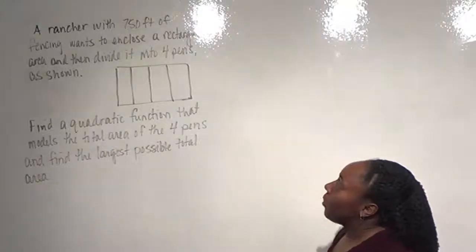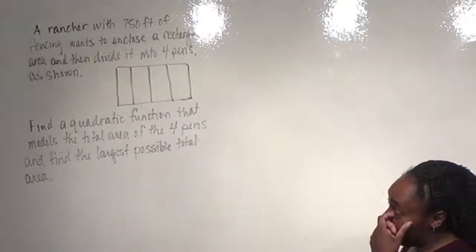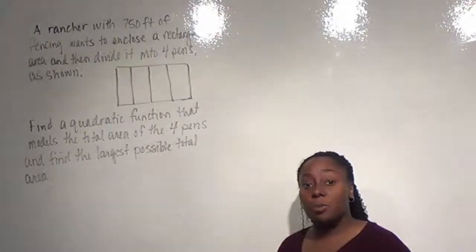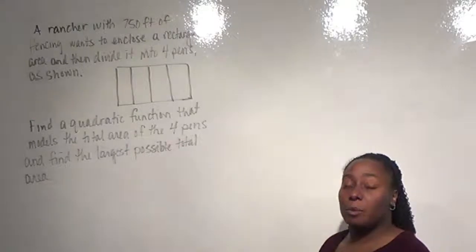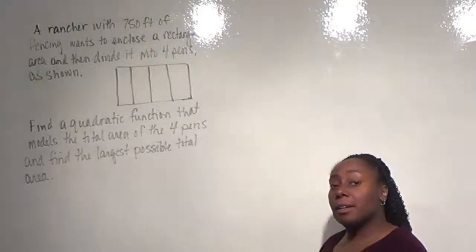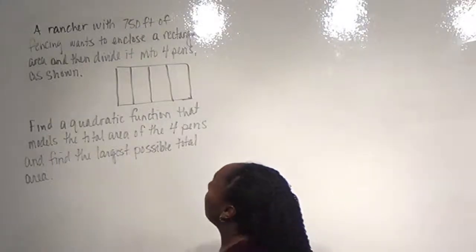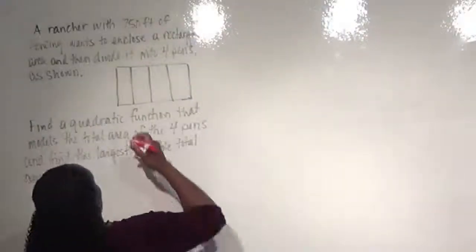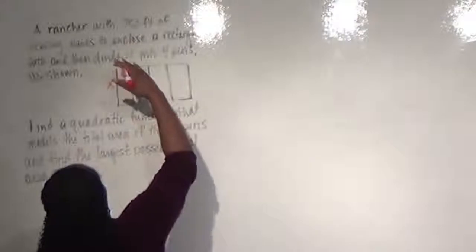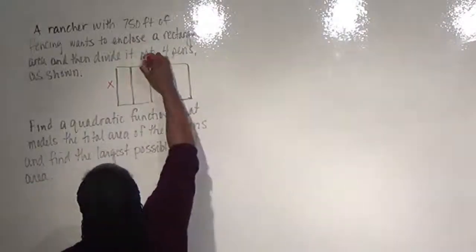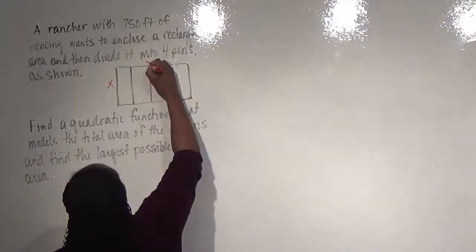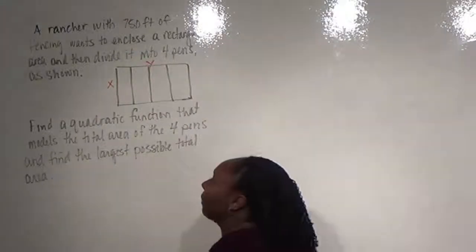Okay? So in this case, since they're already giving you the picture, and even if they didn't, you still want to start it the same way. I want to start by figuring out my variable and then determine what my function is going to look like. Okay? So in this case, we've got 2 variables. We've got our height of the pen, which I'm just going to call x, and we've got the width of the total pen, which I'm going to call y.